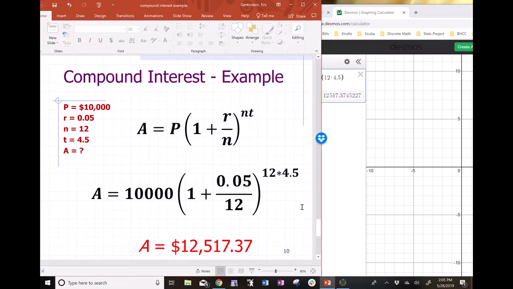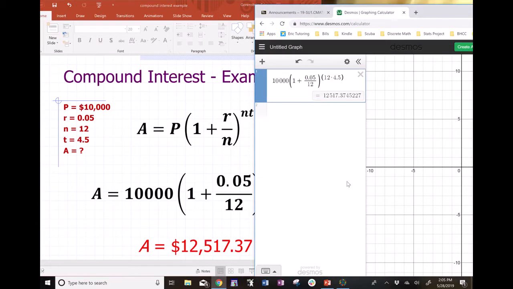Okay, hope this helps both with the compound interest and with getting to know Desmos. Like anything, if you're using something for the first time, the best way to get comfortable with something is to just use it. So I recommend using Desmos for all of the calculations. I'm also going to use Desmos later on in the course. Okay, hope this helps.